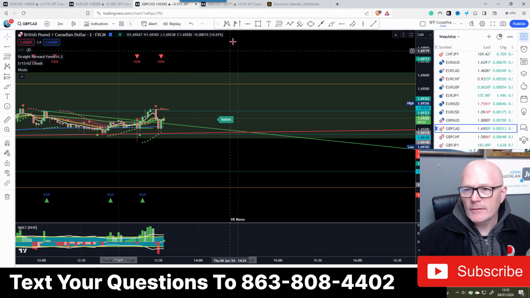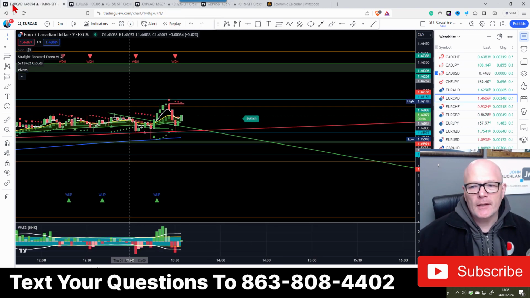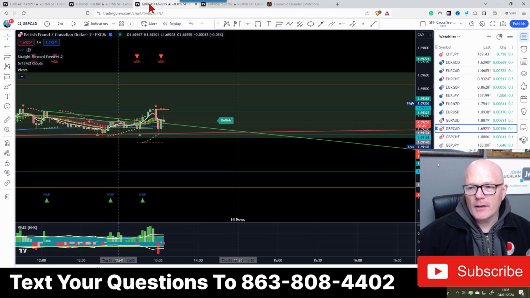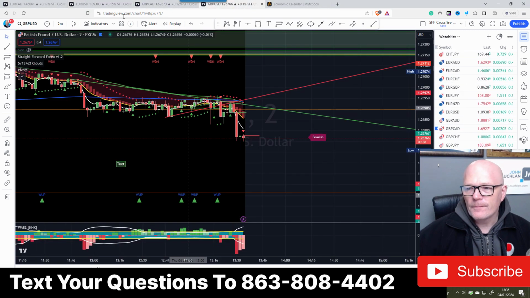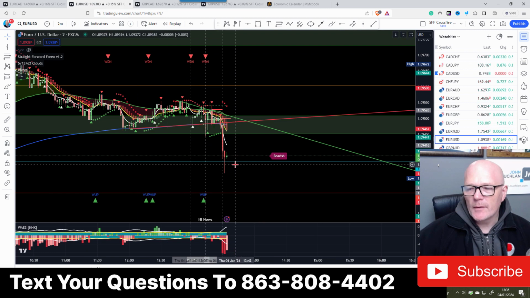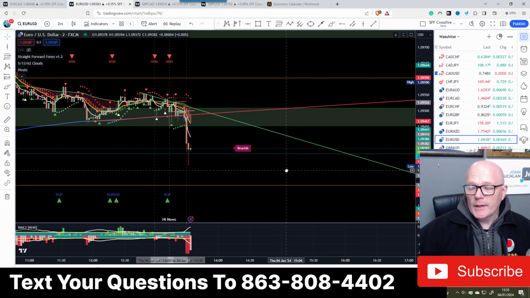GBP CAD, same as that. So they're all pretty much doing the same. You've got GBP CAD and the Euro CAD doing the same thing, and you've got the Euro USD and the GBP USD both. I mean, look at it, they almost look the same, don't they? Both doing the same thing, following the news. So for us retail traders, we're just going to sit down and wait, and see what's going to happen.